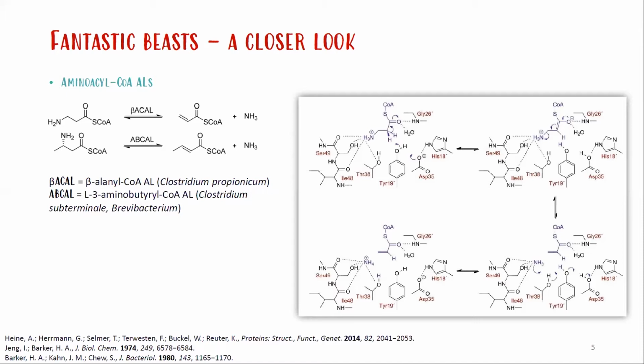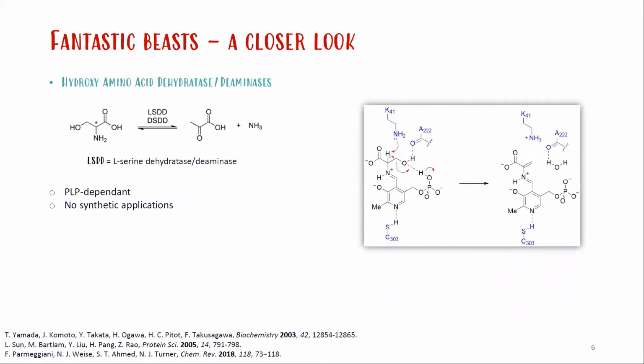It's the only organism that performs catabolism of beta-alanine, which we see in here, to subsequently make acrylic acid and propionic acid, and hence the name Clostridium propionicum. Okay, so right, moving on to hydroxy amino acids, now called dehydratase deaminases.